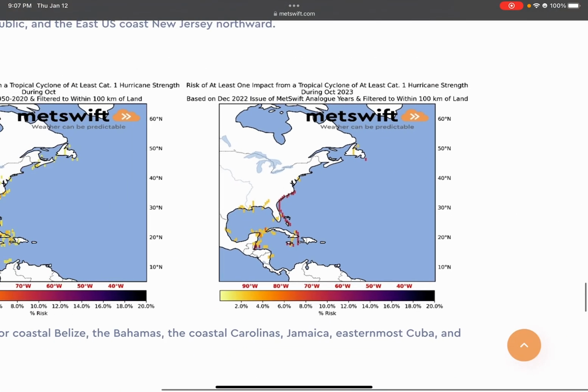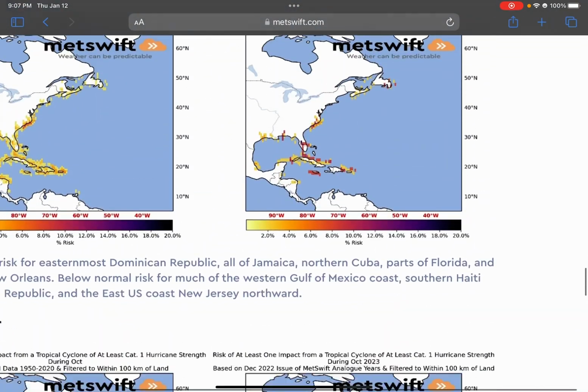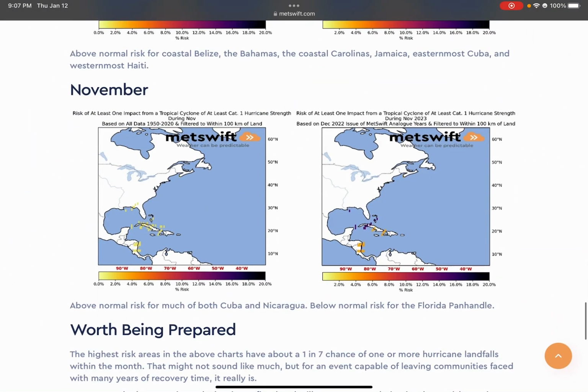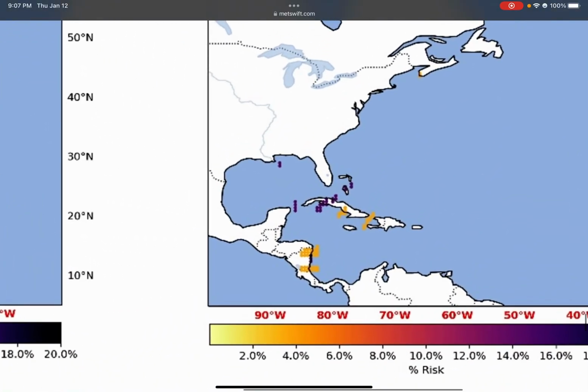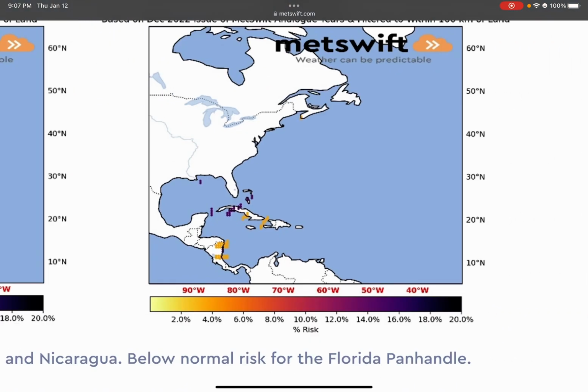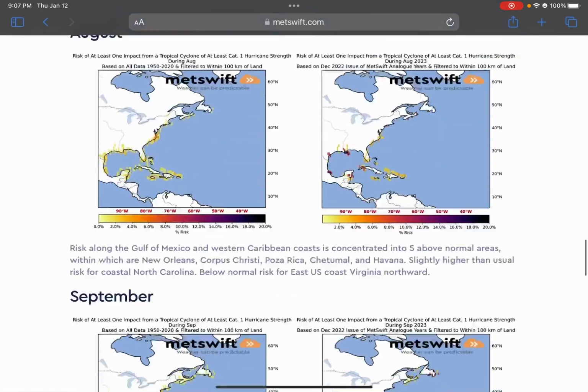Same here, parts of Cuba, as well as the East Coast, and a little bit of a chance for New Jersey. And even in November, up to an 18% chance it shows, above average chances for Cuba and the Bahamas. So they have to watch out too.